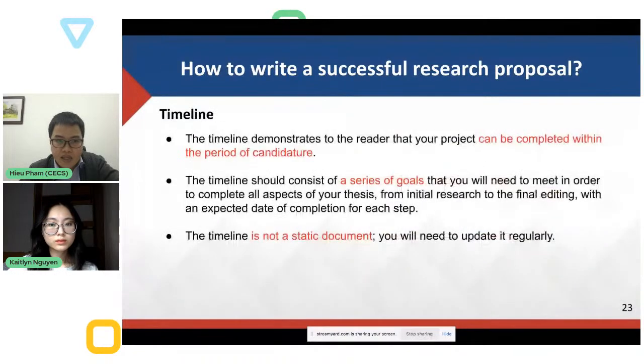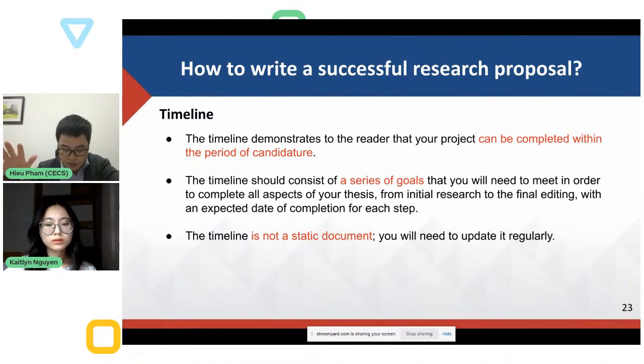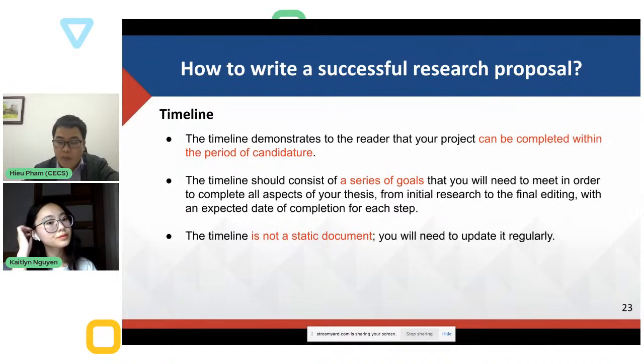And the next section will be the timeline, right? What the timeline means is it indicates to the supervisor how many months your project can be completed in, within the period of candidature. The timeline should consist of a series of goals. It means you need to divide the whole project into smaller parts. For each part you allocate an amount of time and commit to achieving the goals within a fixed time.